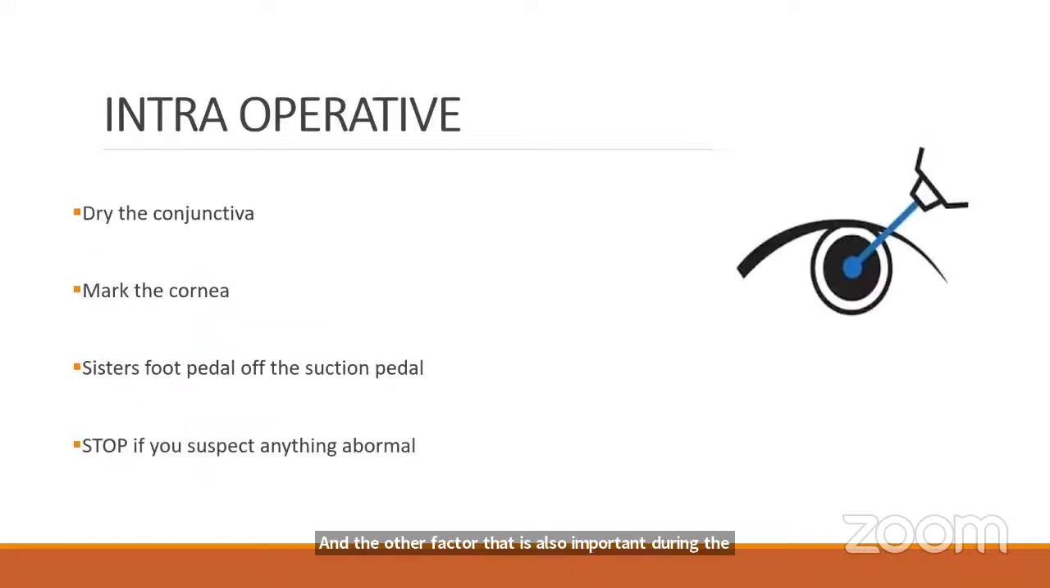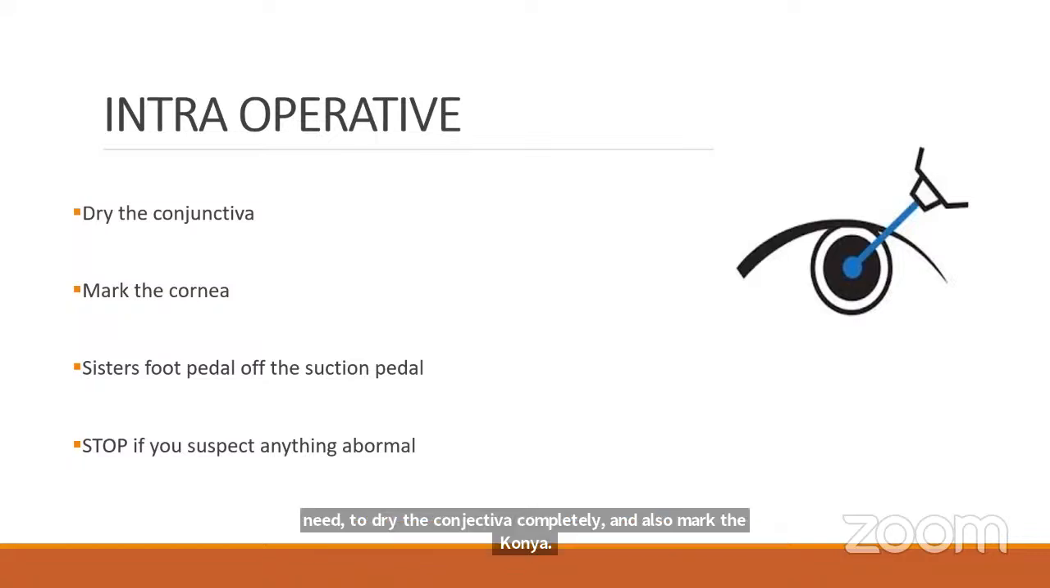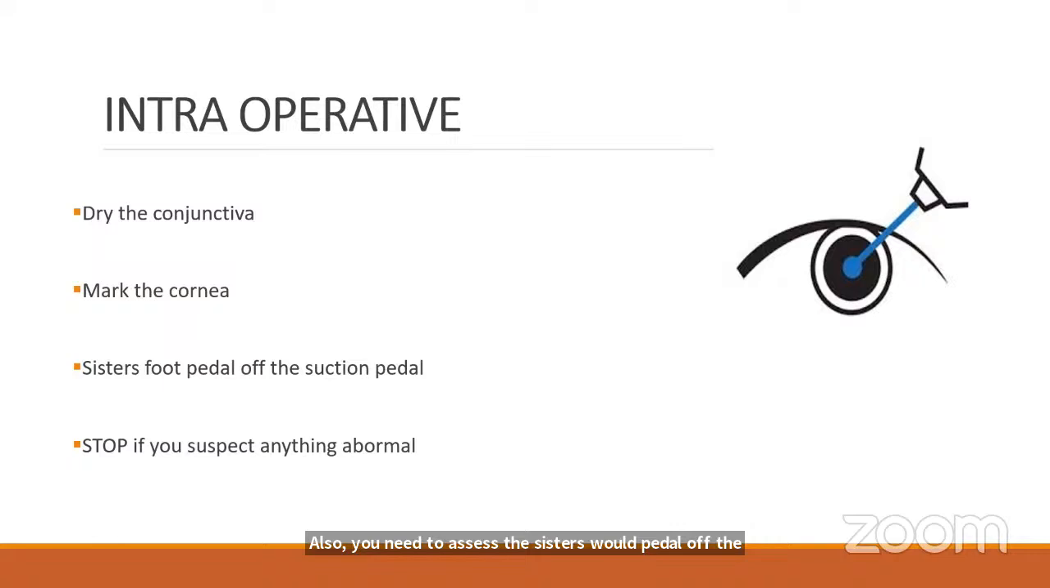So coming to the intraoperative period, you need to dry the conjunctiva completely and also mark the cornea. Also, you need to assess the assistant's foot pedal of the suction when you're doing the procedure. Make sure that they understand the procedure before doing it. And if you suspect anything, you can always stop. And also, if you have a guide, they'll be there to assess and they'll be behind your back all the time.